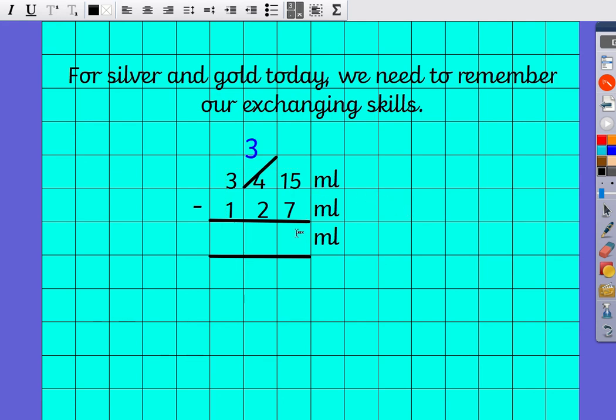So 15 take away 7, well we can do that now, can't we? So 15 take away 7 is 8. There we go, in that column. Now let's move along and look at our tens column. Well, it's not 4 take away 2 anymore, is it? It's 3 take away 2 because we had to exchange, didn't we? And the answer to that is 1. And then our hundreds column is 3 take away 1, which equals 2. There's our 2, there we go. And so we know that our answer there will be 218. Just remember that you need to make sure you alter your tens column so that that 10 amount can go across to your ones column appropriately.